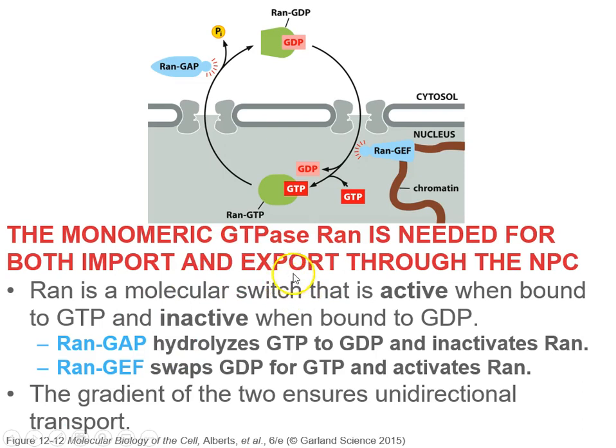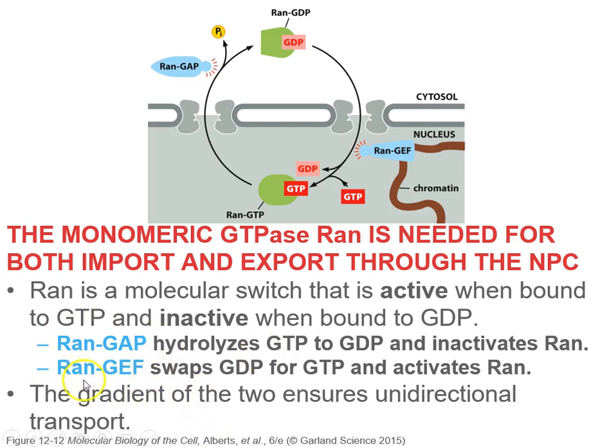But the other way these things work is they're associated with GAPs and GEFs. So here, this is called RAN GAP. A GAP is a GTPase activating protein. A GTPase activating protein does just what it sounds like. It hydrolyzes GTP to GDP. Monomeric GTPases like RAN and other ones are inactive when they have GDP bound. They are active when they have GTP bound. So a GAP will hydrolyze the GTP to GDP and inactivate RAN.